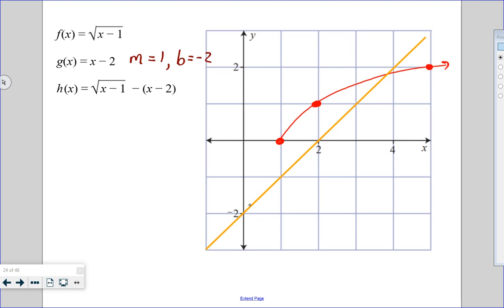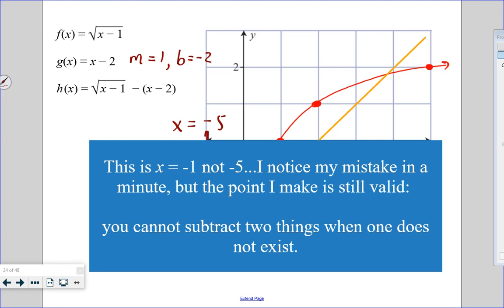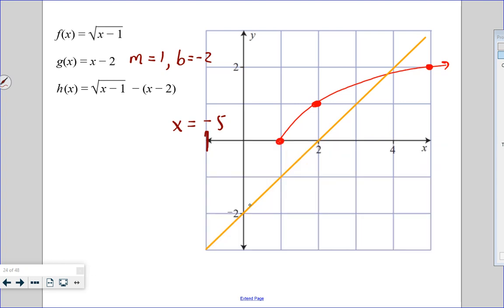So what about this third function? We're not going to look at the table of values. We're not going to look at the equation. We are going to say it's the y-coordinate of f minus the y-coordinate of g. So if I tell you to look over here at x equals negative 5, and I say, what do you get when you take the y-coordinate on f and you subtract the y-coordinate on g?